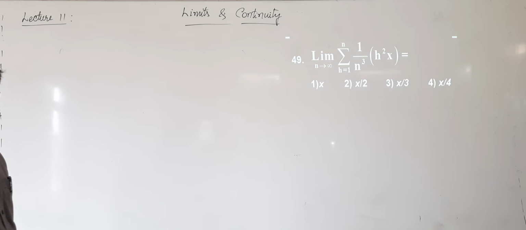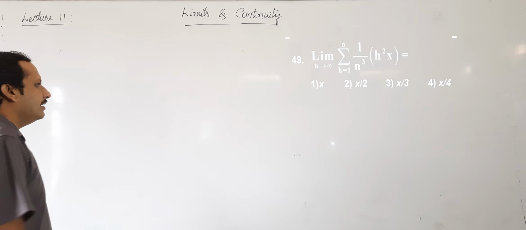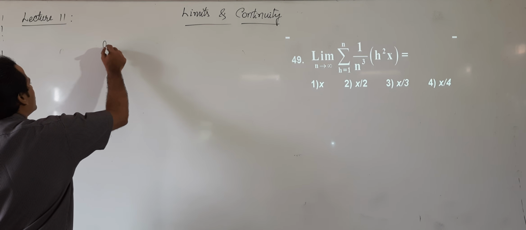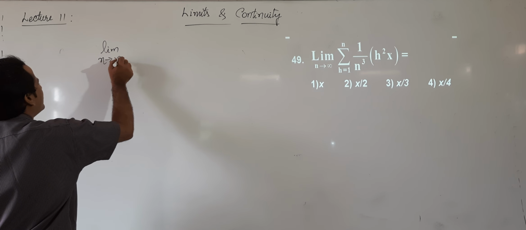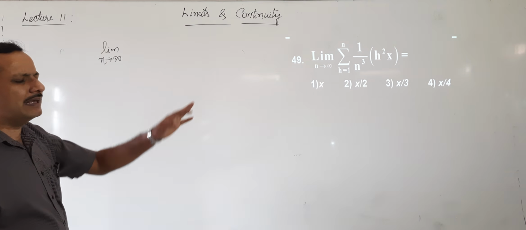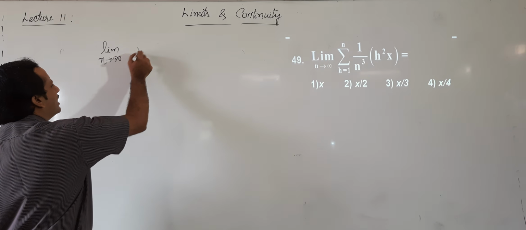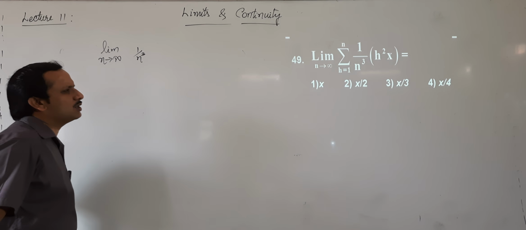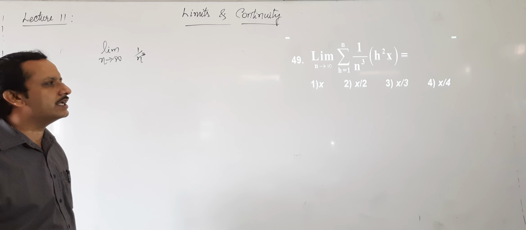H varies from 1 to n and limit n tends to infinity. Okay. So that sigma I will apply now. 1 by n cube will remain as it is. In place of h I have to put 1, 2, 3, etc.